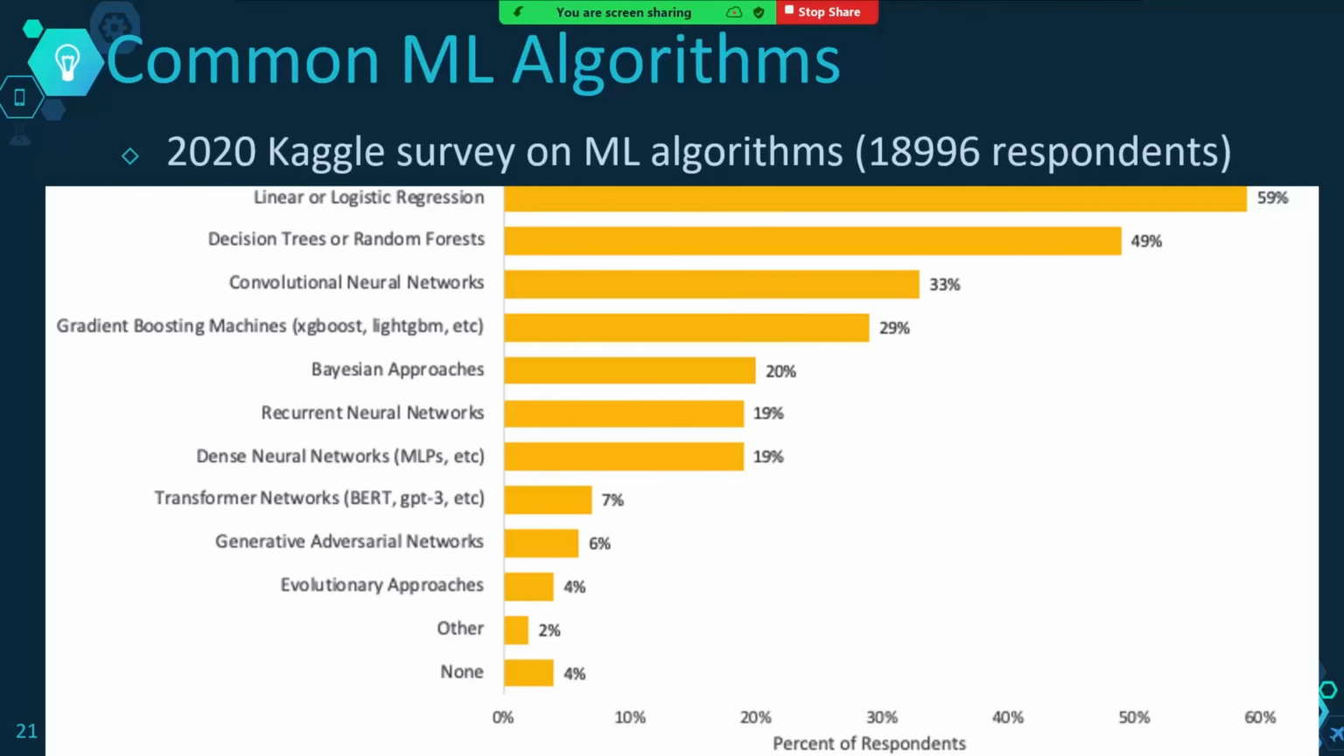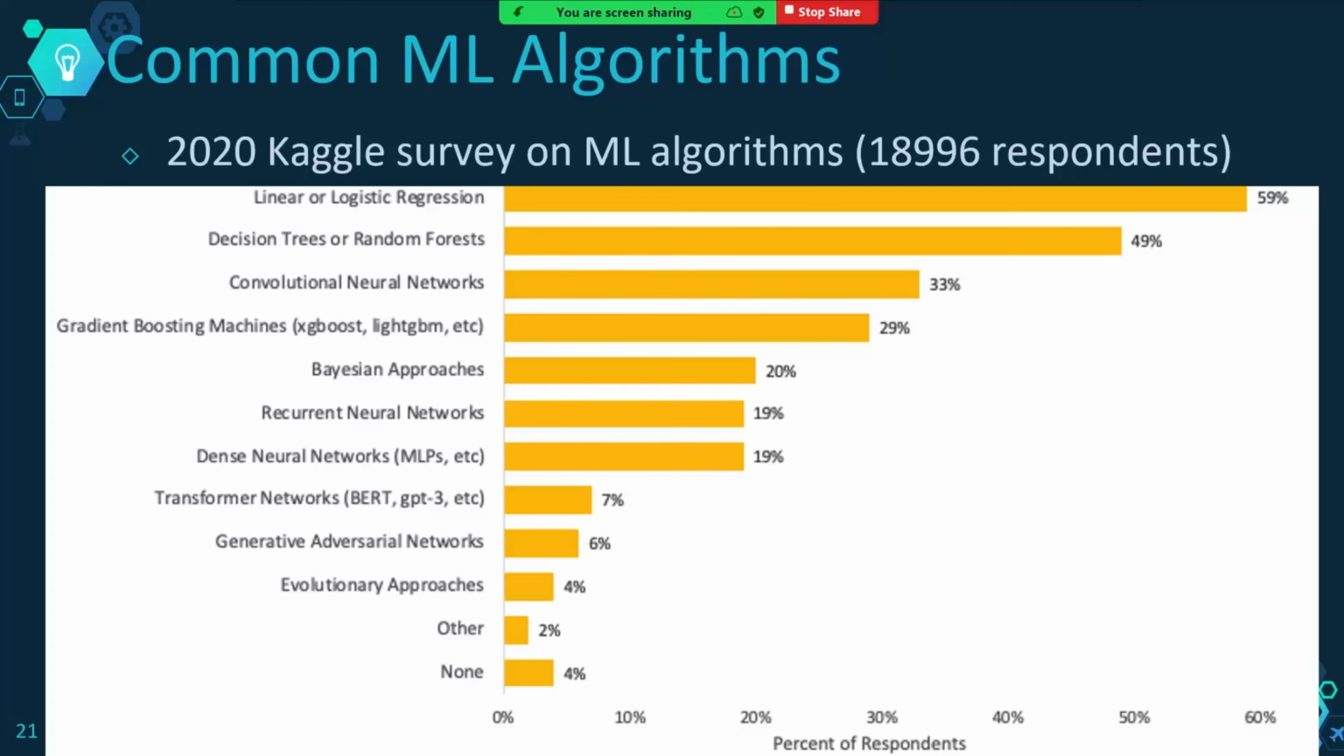So here's one survey result conducted by Kaggle. Kaggle is a very famous platform. You can go there and do a lot of competitions, get a lot of data. Based on the results from 18,996 respondents, they got this. You can see that the most popular one in 2020 is linear and logistic regression, linear models. Second, decision trees and random forests, related. Then the third one is the convolutional neural network, one popular architecture in deep learning.